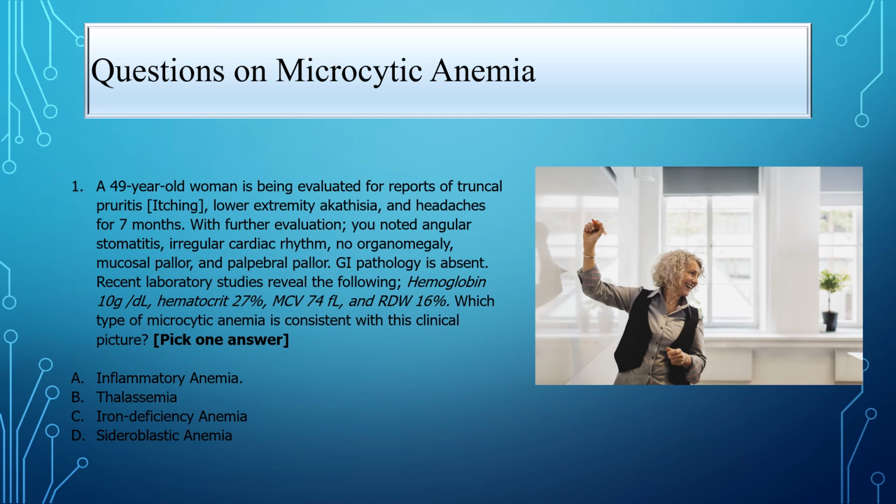So truncal is just itching around the trunk area. Lower extremity akathisia is restless leg syndrome, RLS. And headaches, these are some of the atypical or uncommon signs of iron deficiency anemia. One thing that I want to point out is the case demographic, or we can call it a risk factor. For example, she's a 49-year-old, so she's probably perimenopausal, not postmenopausal.